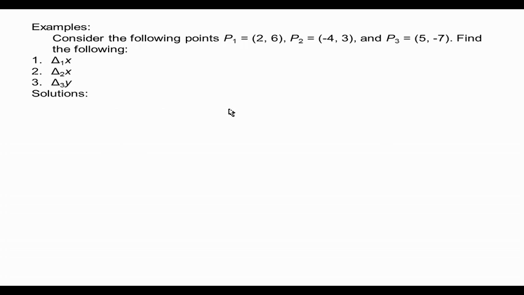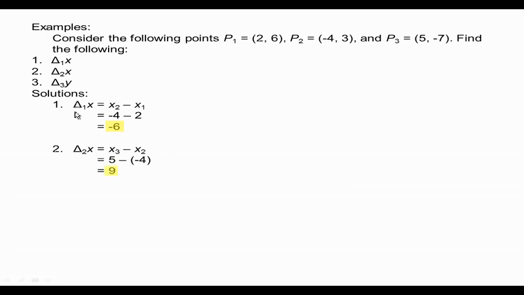So our solutions. For the first one, delta 1x. Remember, that's going to be x2 minus x1. So negative 4 minus 2. You get negative 6. For number 2, delta 2x. That's going to be x3 minus x2. So 5 minus negative 4. We get 9.